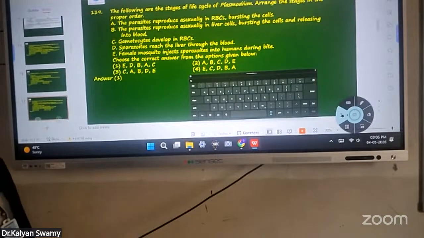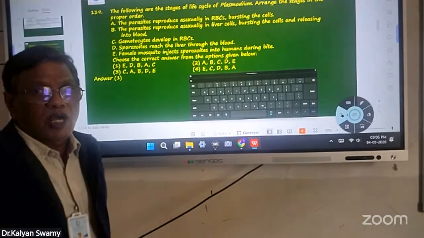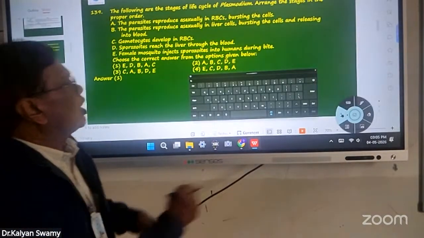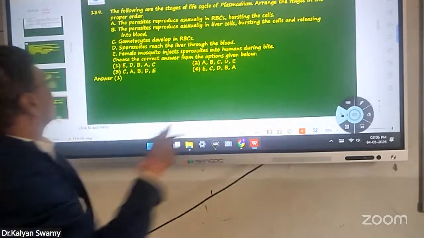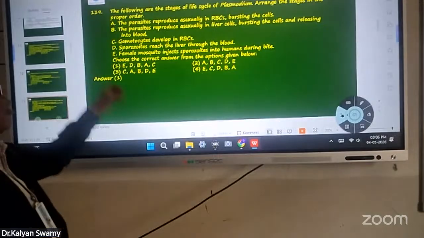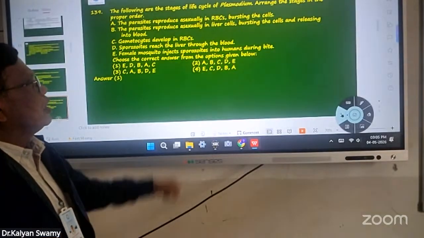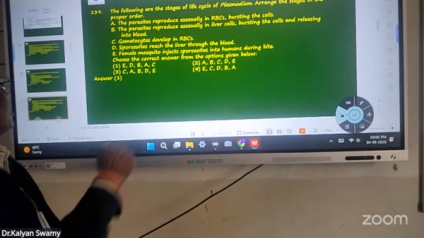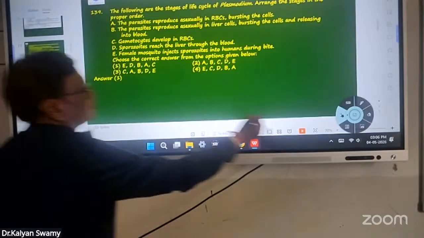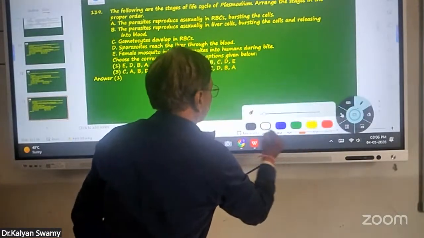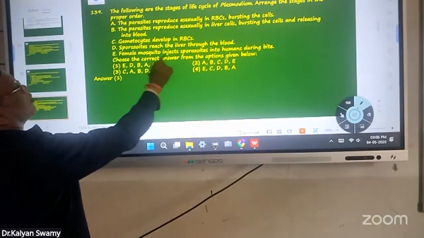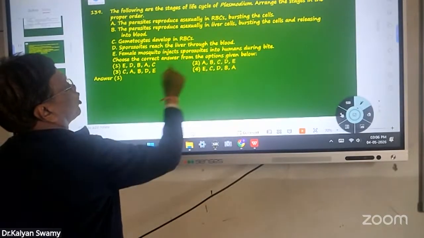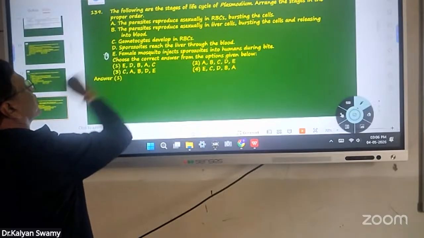Next question is related to health and disease, the life cycle of Plasmodium. It is also a very easy, very outline question. Whenever the female mosquito bites a human being, the sporozoites are entering into our blood. This is the first one.